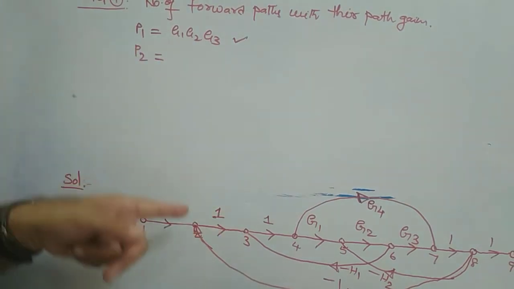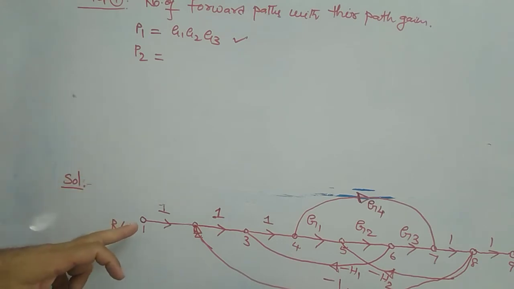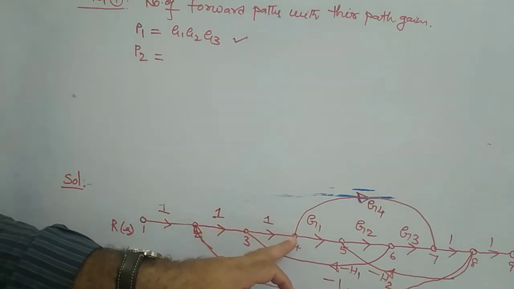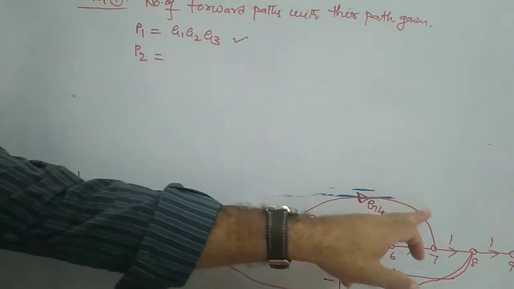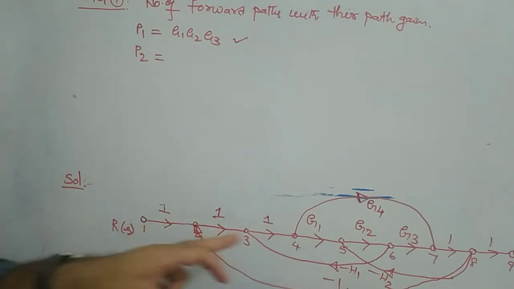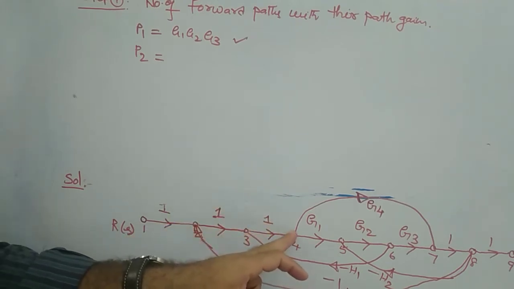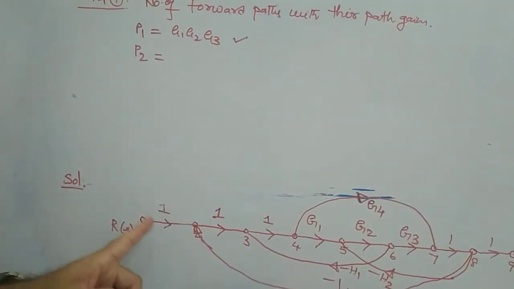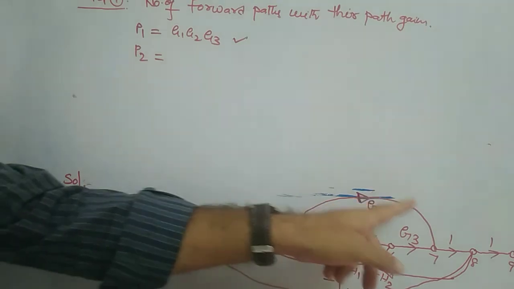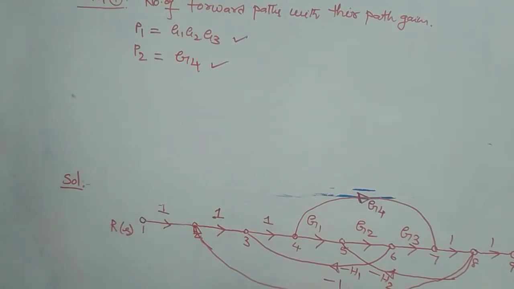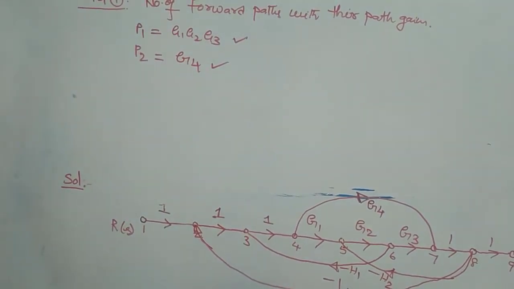Second path, there is another path. That is the second forward path that starts from R(S), going in forward direction up to 3 and up to 4 also, and from here it is going in the G4 direction. It is taking some diversion here. From here coming up to 4 it is coming straight with gain 1, 1, 1. From 4 it is going to G4, and from here it is reaching C(S). Means what is the path gain? 1 into 1 into 1 into G4 into 1 into 1. What is the gain? It is G4 only. That is your second forward path.